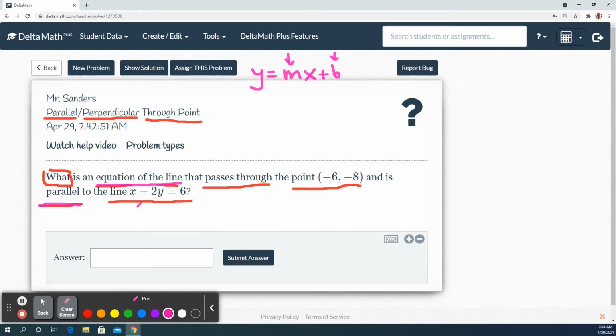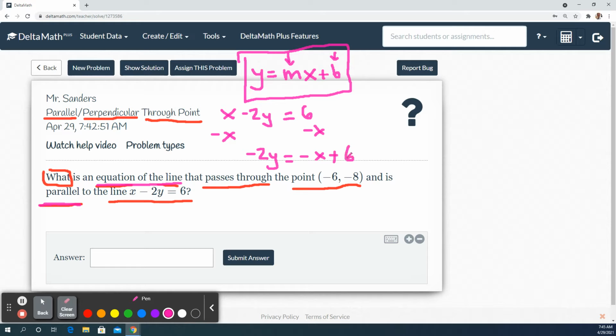Well, if you notice, the line that we're referencing here is not in slope-intercept form. So we don't even know what slope we're looking for. That's going to be our first step. So let's go ahead and find out the equation of the line that we need to compare. So I'll do it right here. X minus 2y equals 6. The strategy goes, get y by itself. Move everything that's not a y to the other side. So that would be minus x. We got negative 2y equals negative x plus 6.